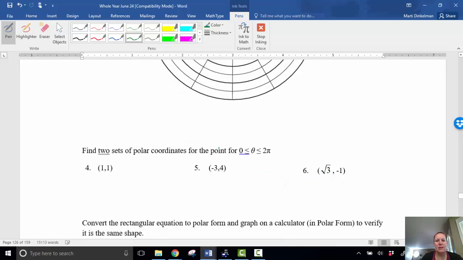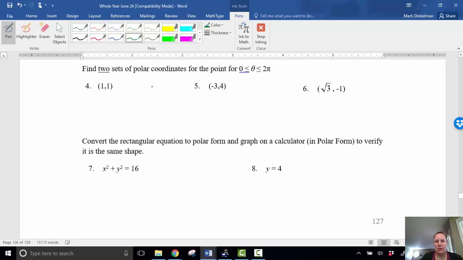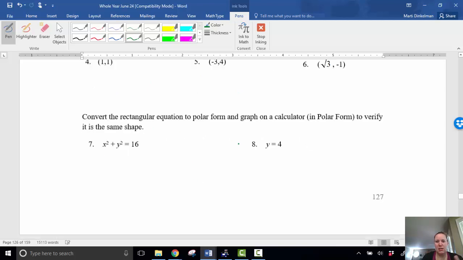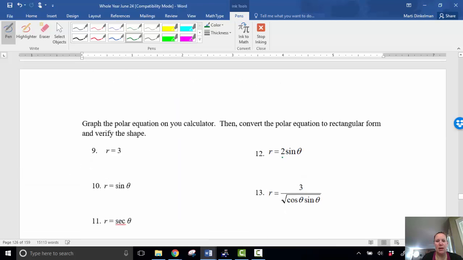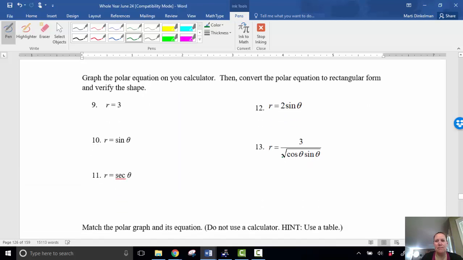Plotting points, finding different sets, so converting from Cartesian to polar. Same thing here, Cartesian to polar form, okay? And then polar back to Cartesian or rectangular. Graphing on a calculator is really helpful.